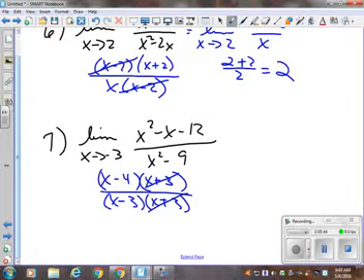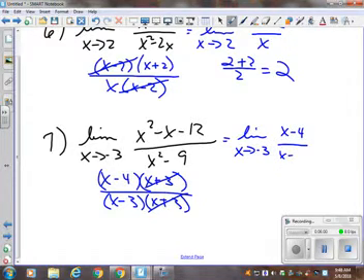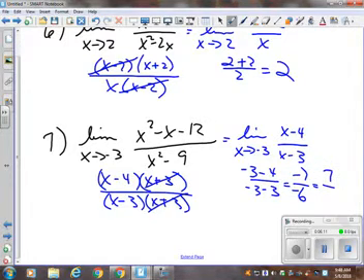Right? What's causing the hole in the problem is x plus 3. And x plus 3 is what's causing me not to be able to plug this in. So now I can redo my limit and say the limit as x approaches negative 3 of x minus 4 over x minus 3. I can plug negative 3 in that. Negative 3 minus 4 over negative 3 minus 3 is negative 7 over negative 6, which is 7 over 6.